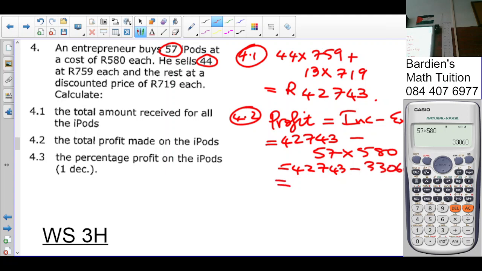So how do I get the difference? Subtract. So it's going to be 42,743 minus 33,060. Answer. We have a profit of 9,683. We must go see where this entrepreneur is.